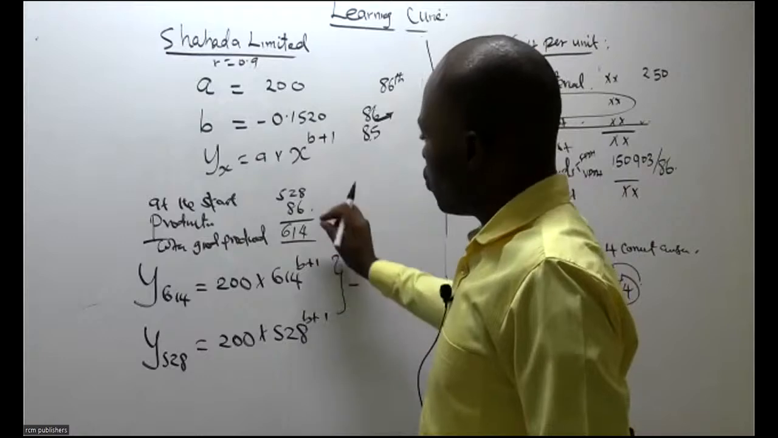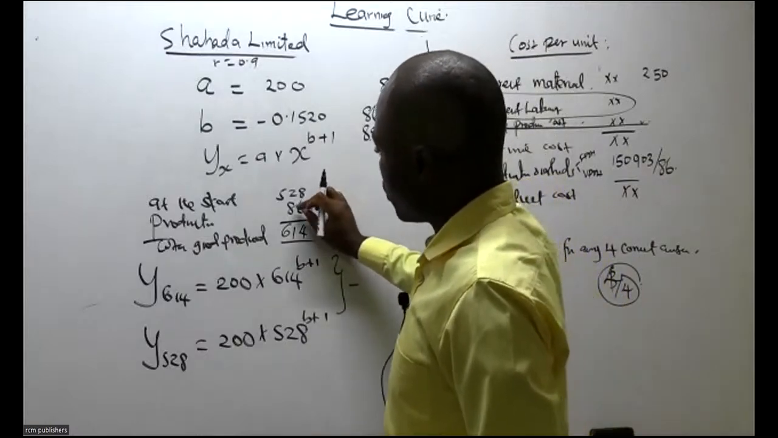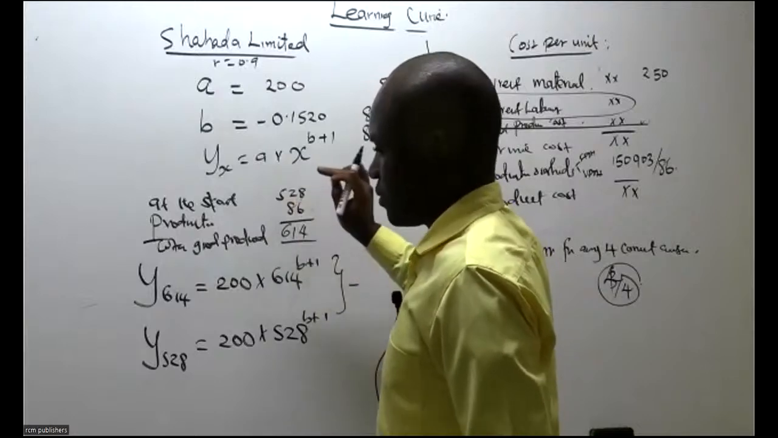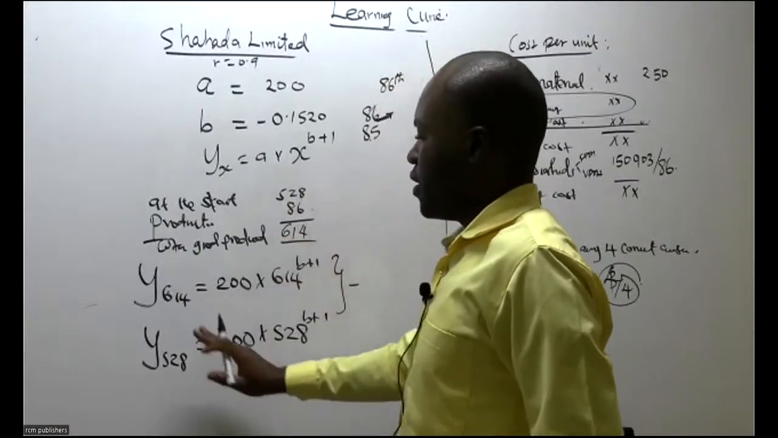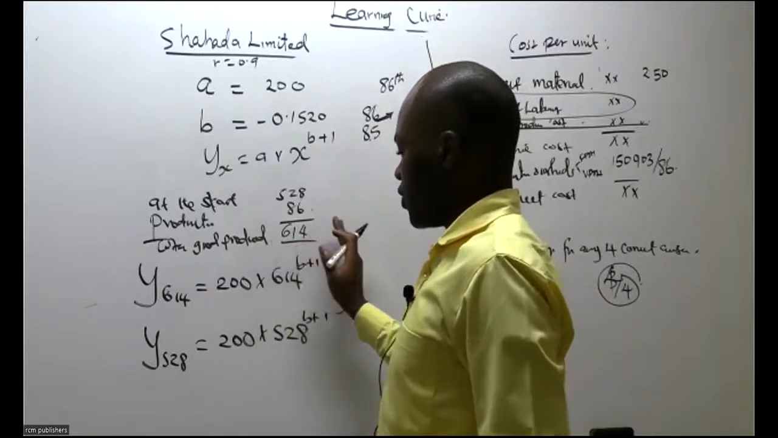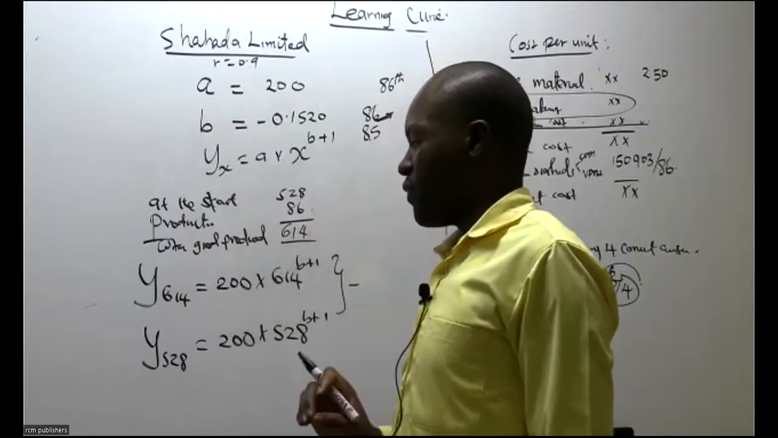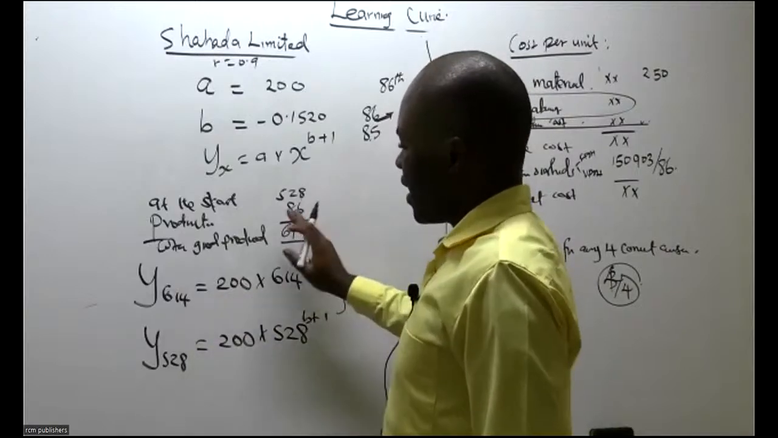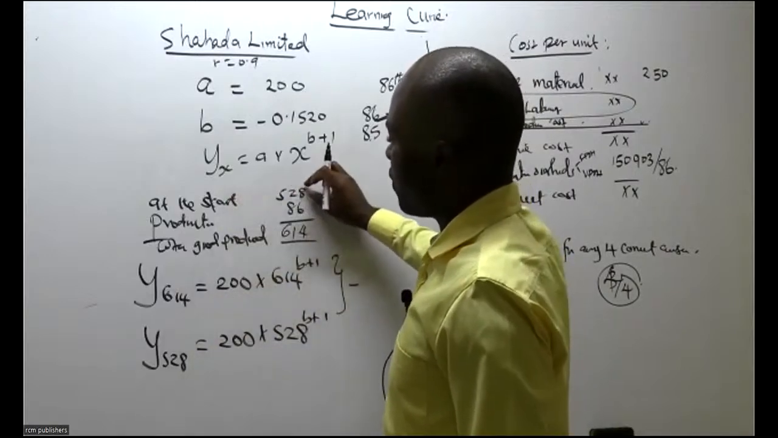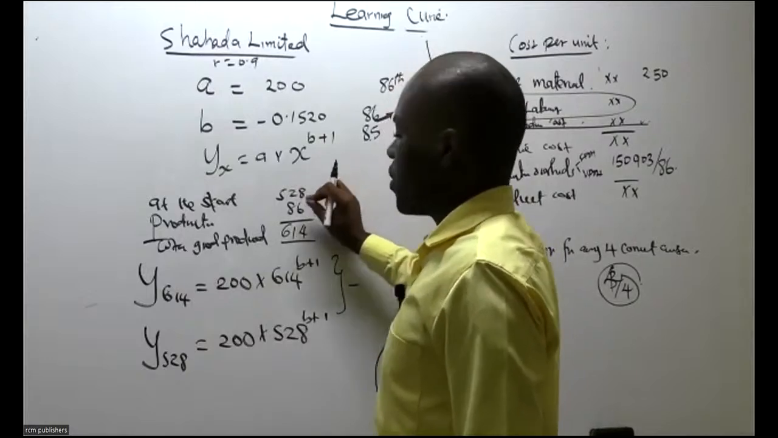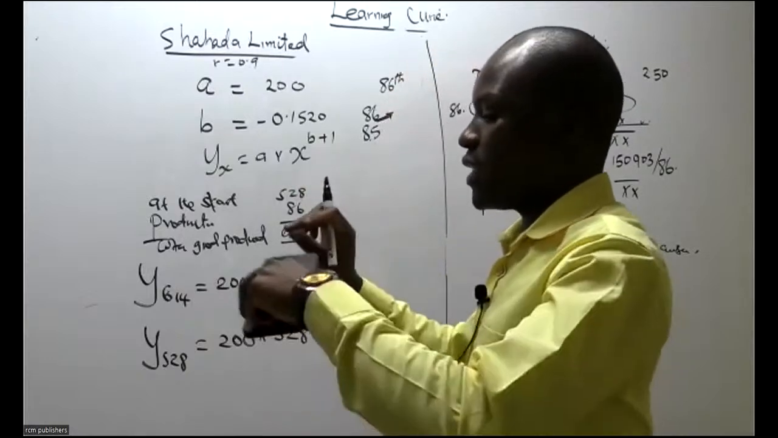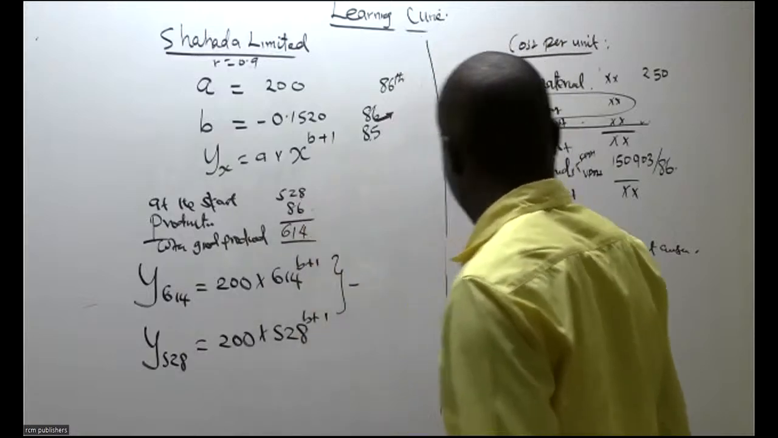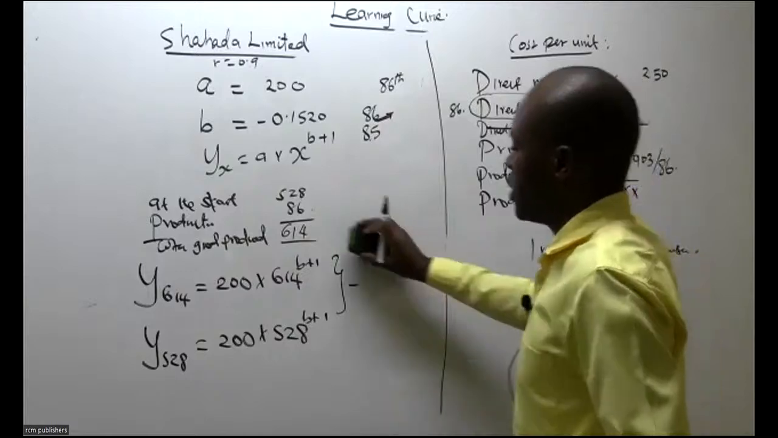Here, we want to get the total labor hours we are going to incur to produce the 86 units. I take the total of everything, 614, because they are still under the learning effect or learning curve. Then I less the time taken to produce the first 528. The difference will be for producing the 86 units. So I want you to go ahead now and help me get those figures.